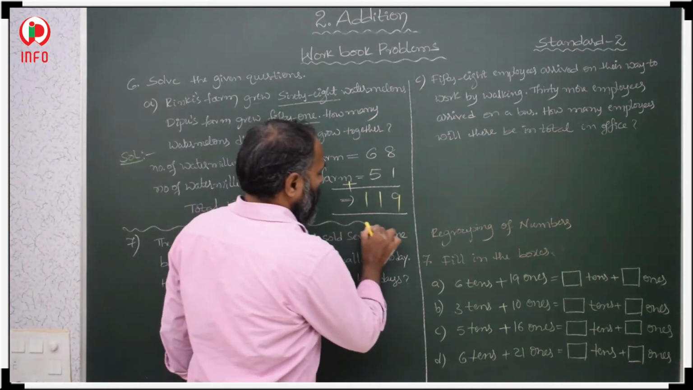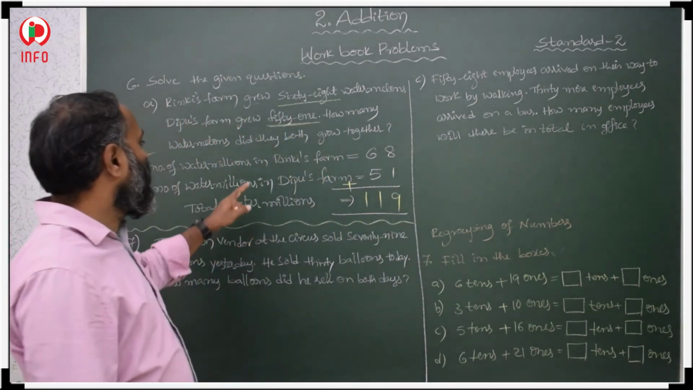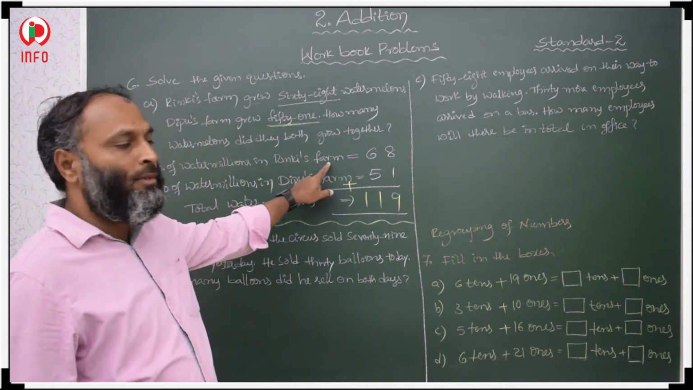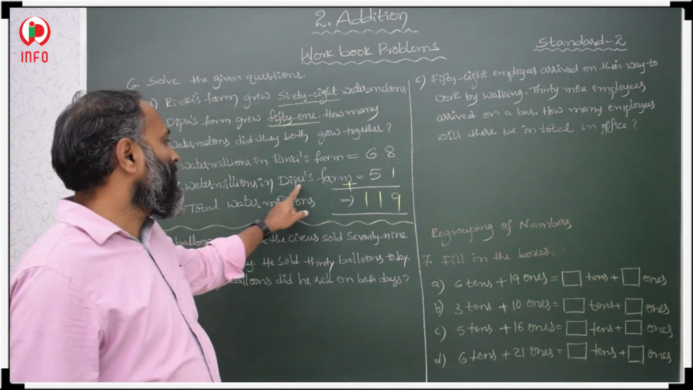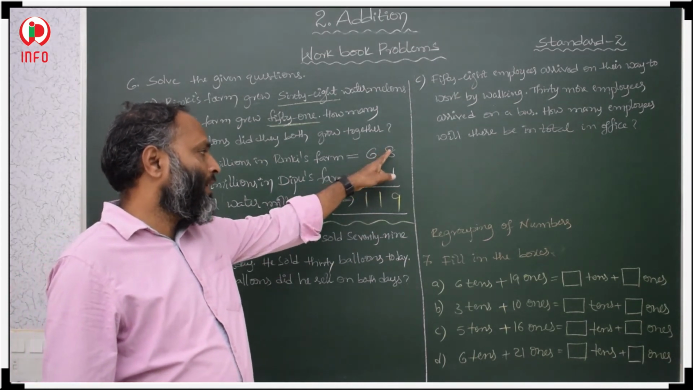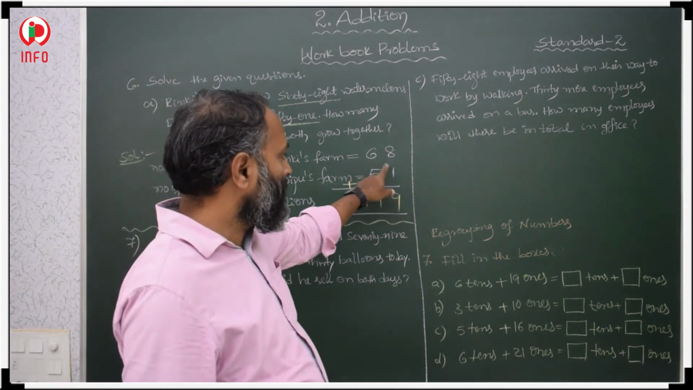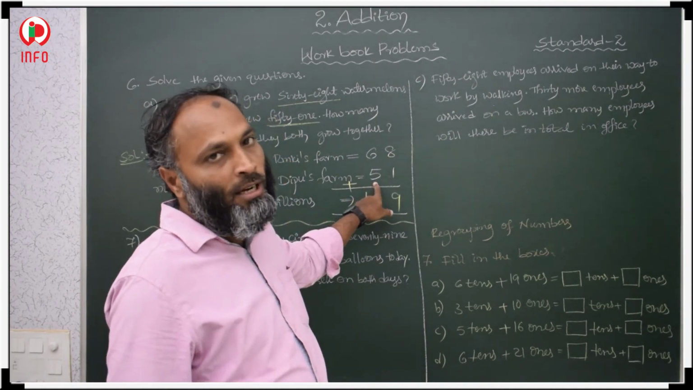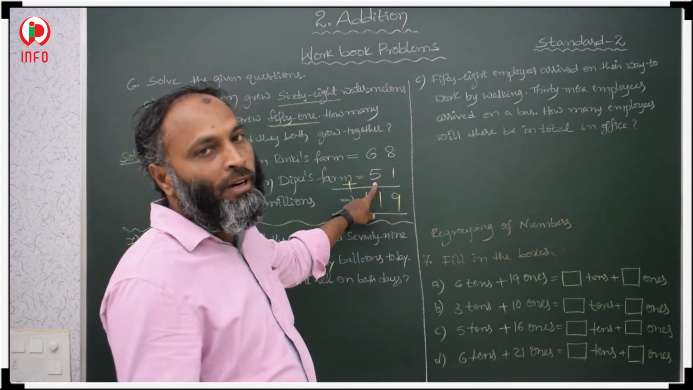So first we have to write the number of watermelons in Rinki's farm. Then the number of watermelons in Deepu's farm. Then after taking both, we have to write here: ones place in ones place and tens place in tens place. Then after that we have to add. Don't write in a zigzag way.